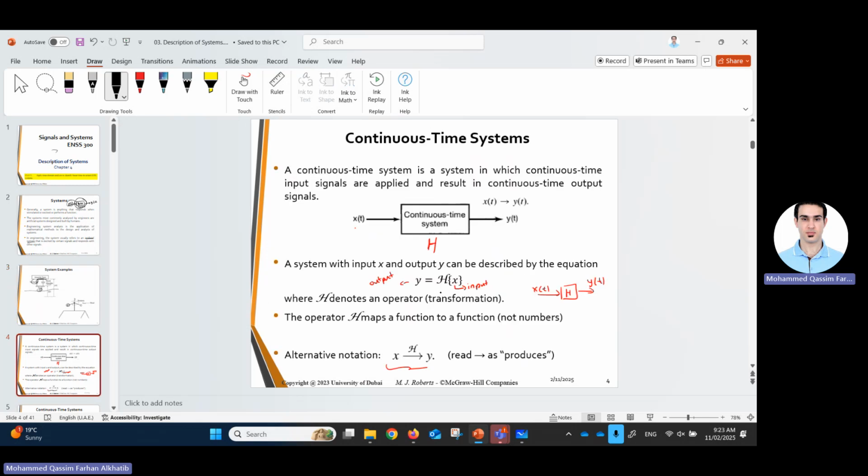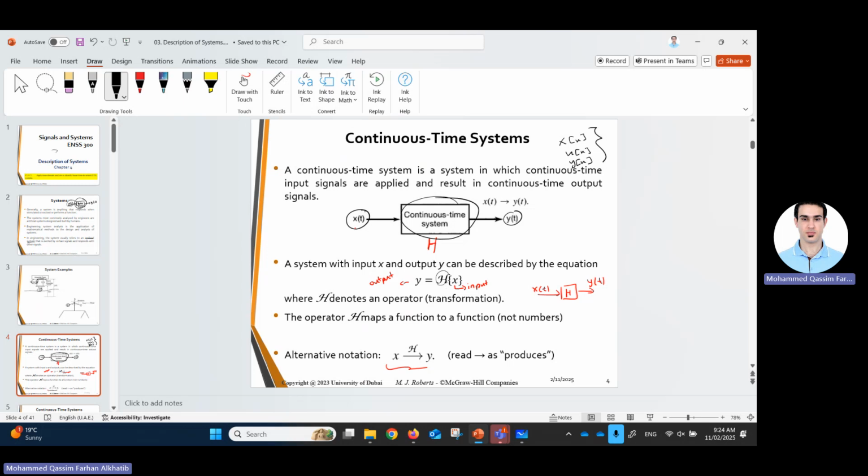All right. A continuous time system is a system to which continuous time input signals are applied and which results in continuous time output signals. Right now, all of our focus will be on continuous time systems. Remember, we also have discrete time: x[n], h[n], and y[n]. Whatever we apply to continuous signals or systems is applicable to discrete systems or signals.